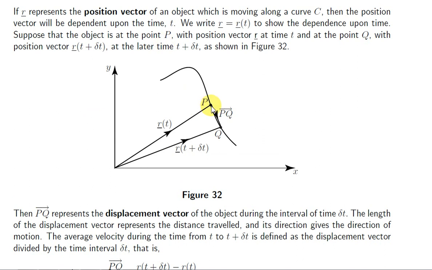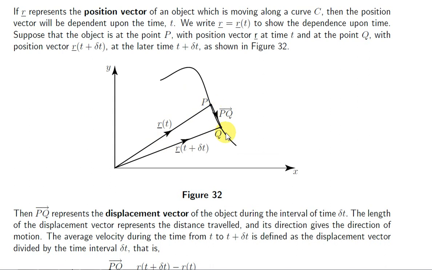Suppose that the object is at point P at time t, and at some small time delta t later it is at point Q. So this vector here we can write as r of t, because the object is at P at time t, and this vector here is r at time t plus delta t, because the object is at Q at time t plus delta t.